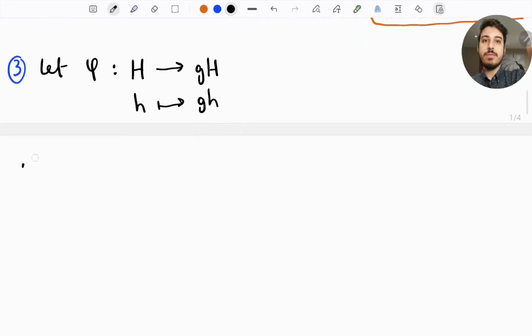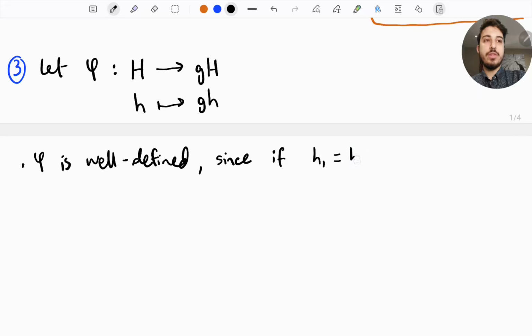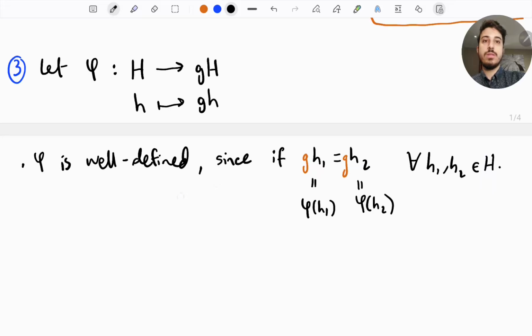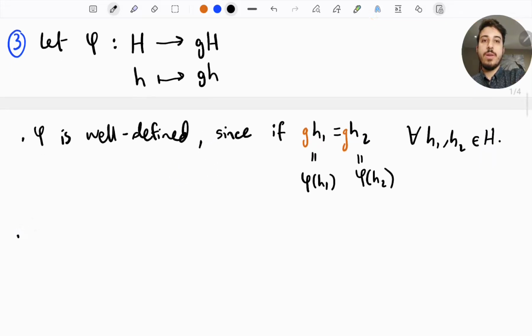So phi is well-defined since if H1 is equal to H2, then we can multiply both sides by G, and this is equal to phi of H1, and that is equal to phi of H2. So we just proved this statement for all H1, H2 in H. That is done.